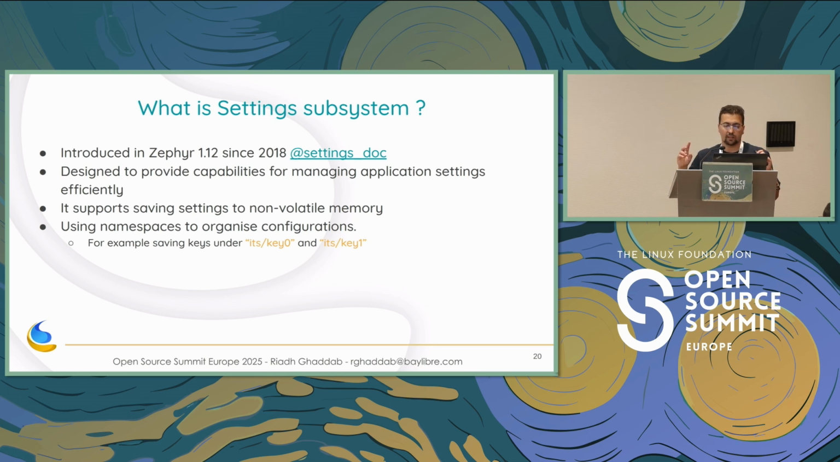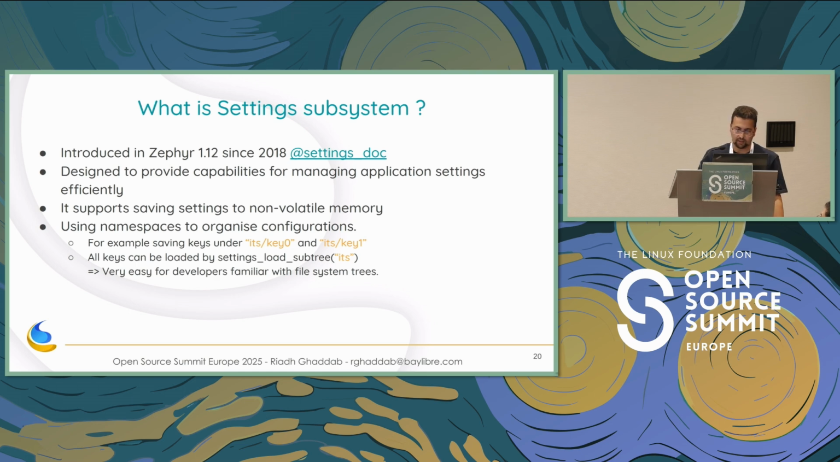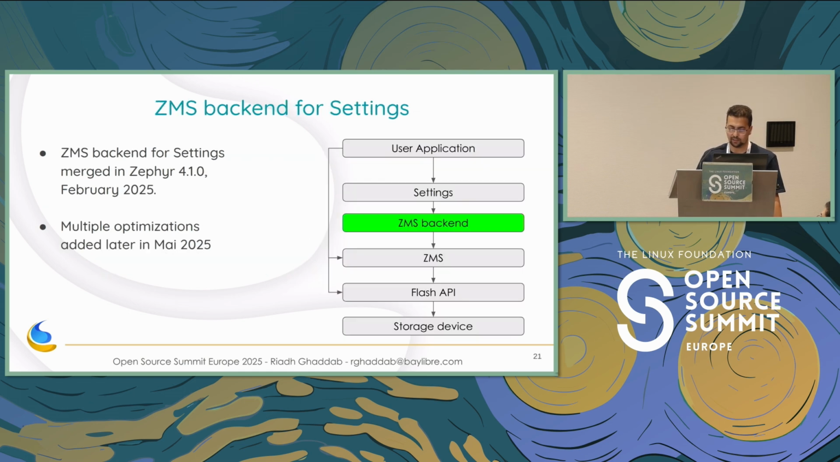The keys are related to paths, to a root path. For example, key 0 is stored in ITS/key 0 and key 1 is stored in ITS/key 1. So we need a system that manages these strings. With the settings subsystem, for example, all the keys can be loaded. That's why developers use it: when you only provide the root of the path, you can load all the keys. That's mainly why it's used, and it's very easy for developers familiar with file system trees.